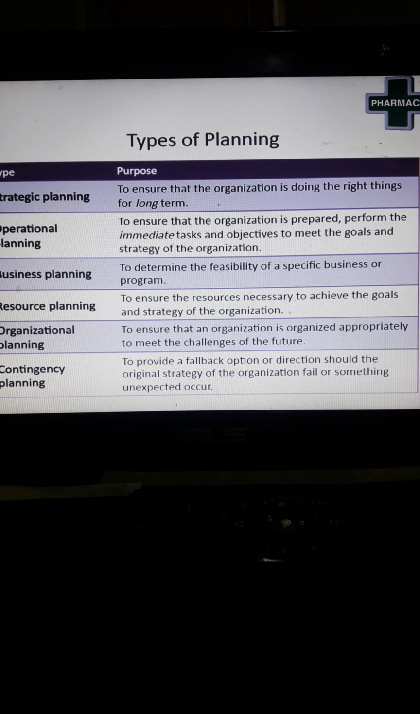Okay, contingency planning: to provide fallback options of direction should the original strategy of the organization fail or something unexpected happen. So if there is a failure, a contingency plan applies. Normally, di ba, in our school, we follow the standard planning or the strategic plan that was tackled last year. But because of COVID, there is a new plan. That's why most of the schools today go online. That is another contingency plan, to continue the school year, to continue to provide education to the students. Okay?